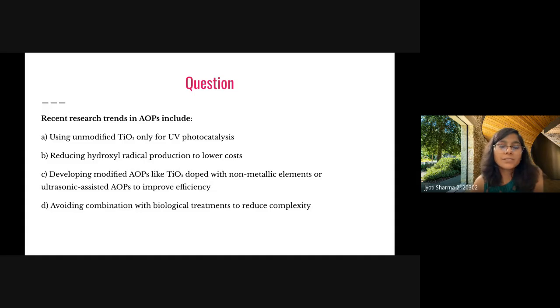Recent research trends in AOP include developing modified AOPs, like titanium oxide doped with non-metallic elements, or ultrasonic-assisted AOP, so that we can improve the efficiency. So this is the recent research trend that is going on in AOPs. So this is, I think, done.